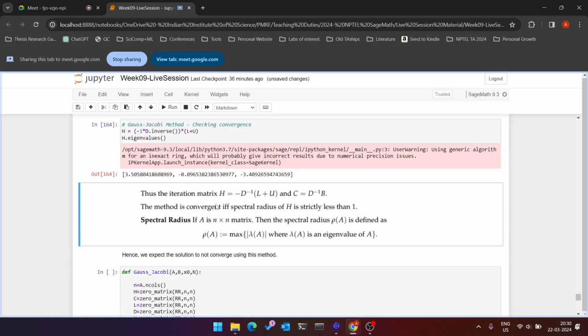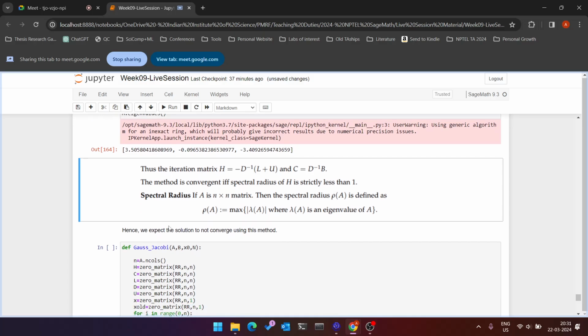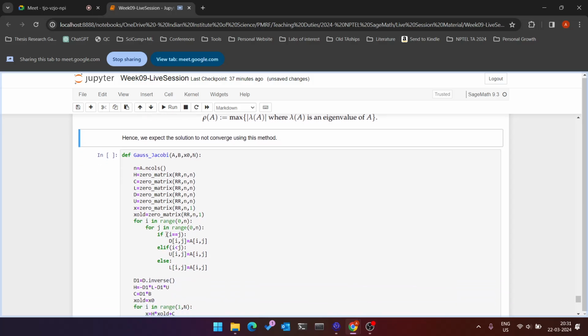Now this is a problem because, as we can see, these methods are convergent only if the spectral radius of H is strictly less than 1. The spectral radius for an n by n matrix is defined as the maximum of the modulus of lambda of A, where lambda of A is an eigenvalue of A, which means my spectral radius is 3.5, greater than 1. So multiplication with the iteration matrix over and over again will not converge to a proper solution. That is what I have written, that we do not expect it to converge.